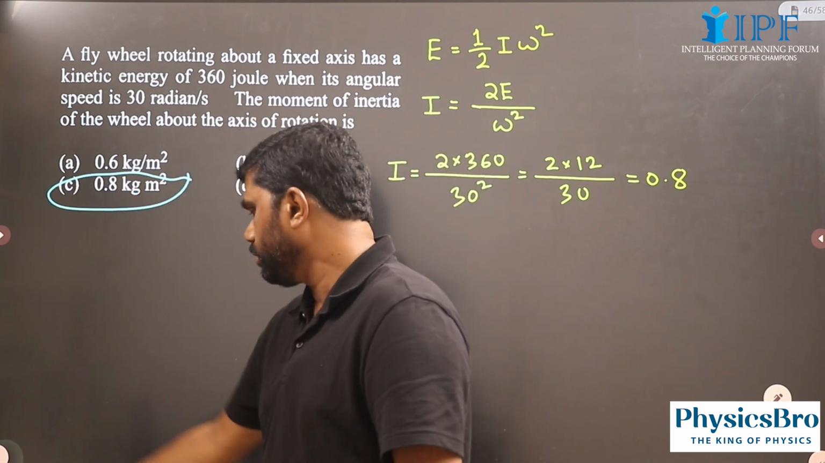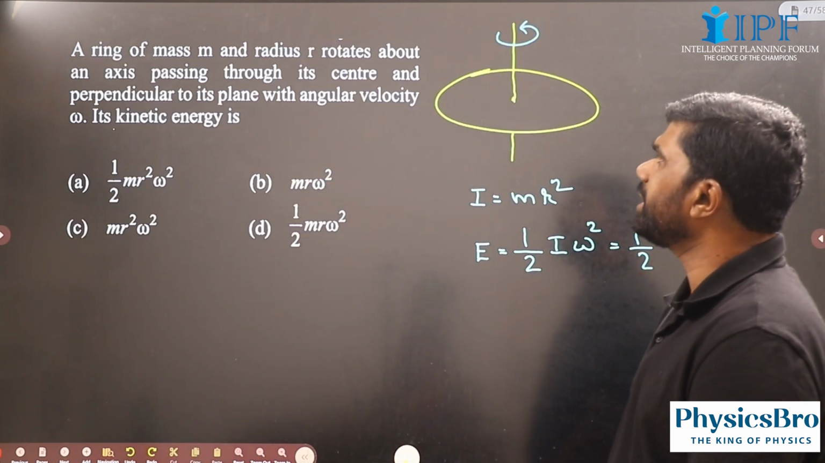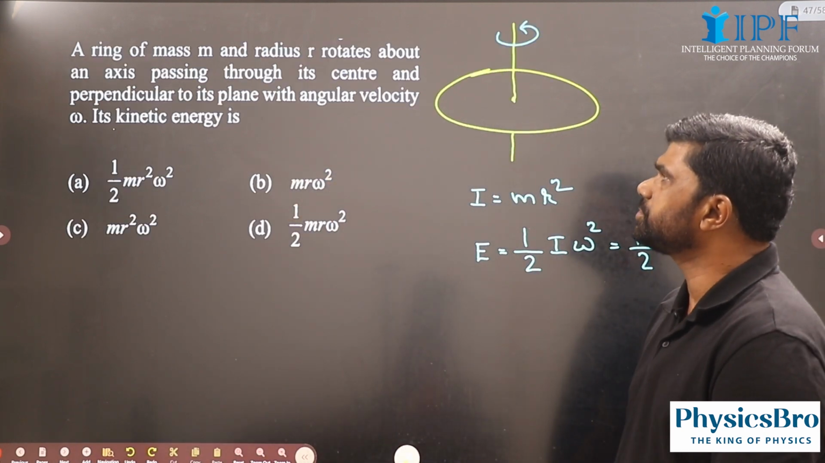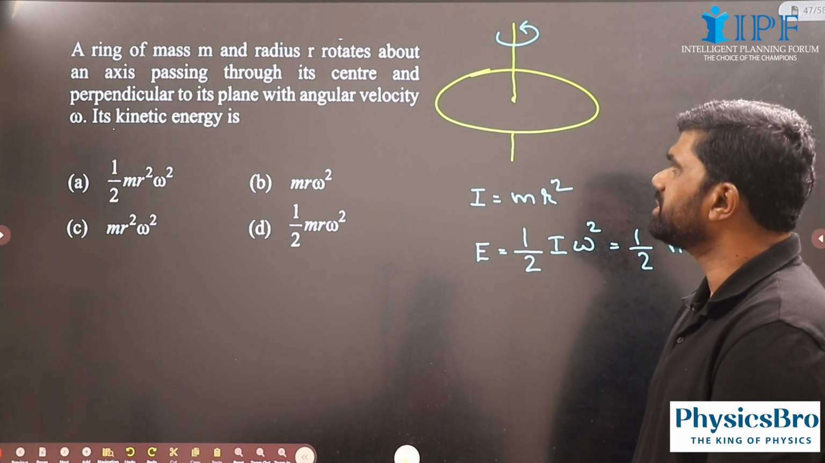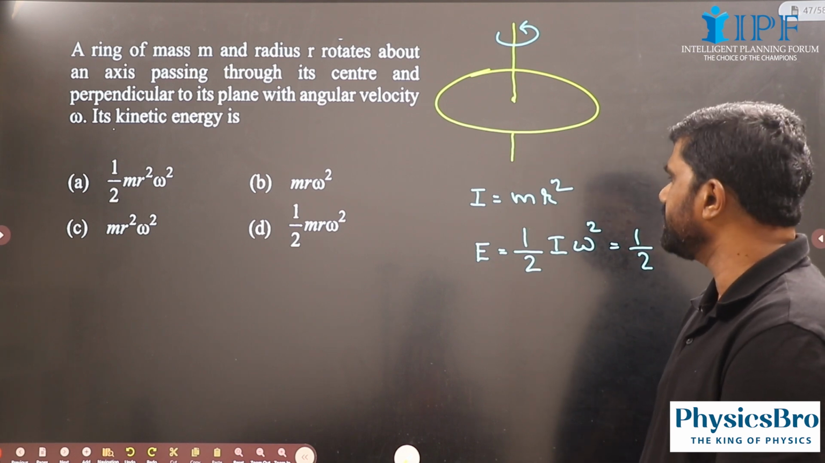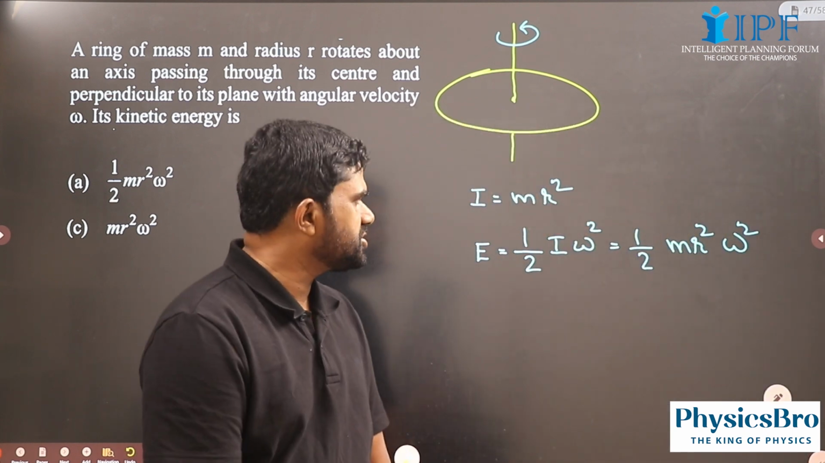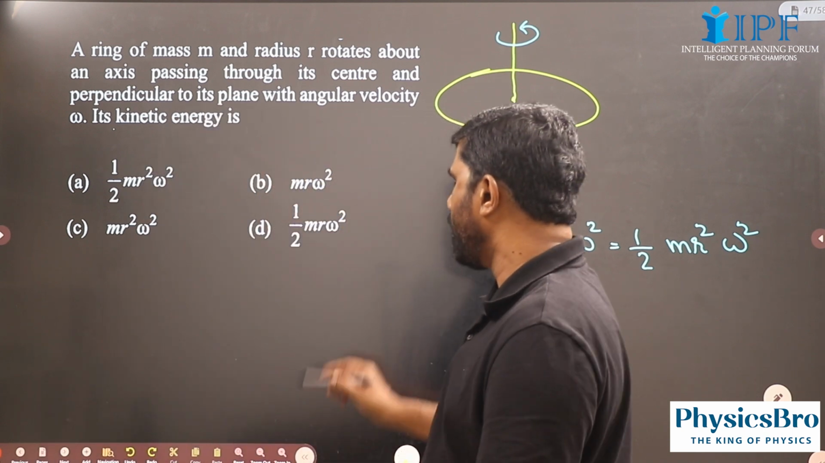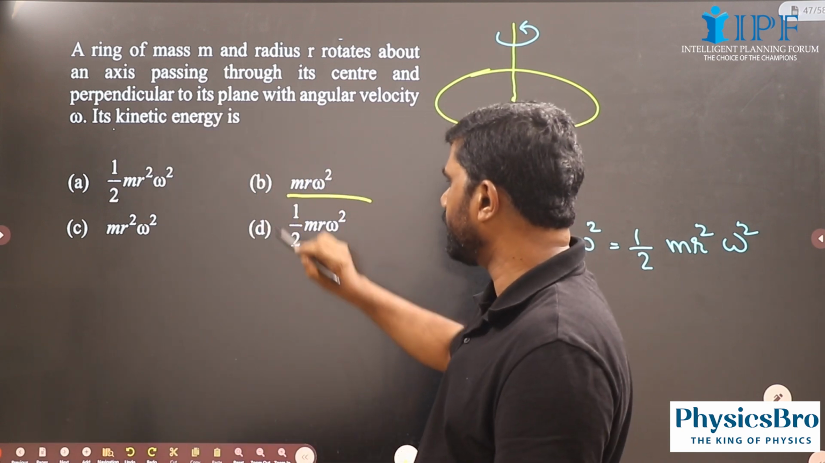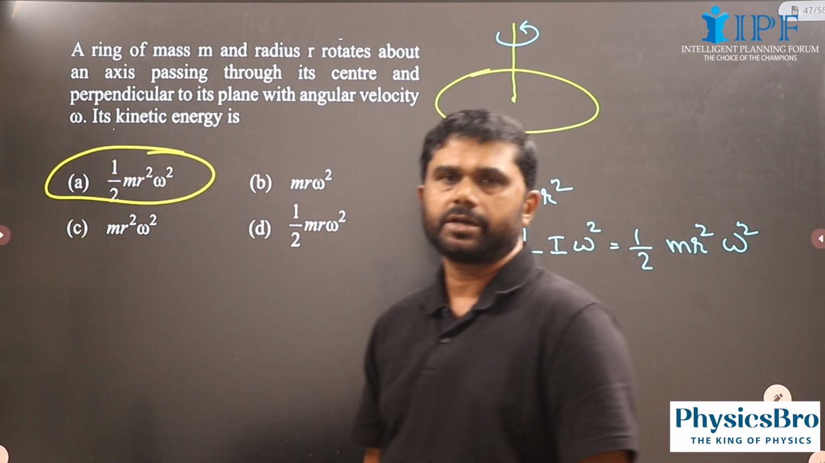Now next question. A ring of mass m and radius r rotates about an axis passing through its center and perpendicular to its plane with the angular velocity omega. Its kinetic energy will be half I omega², and moment of inertia is mr². So it will be half mr² omega², which means this will be the correct option.